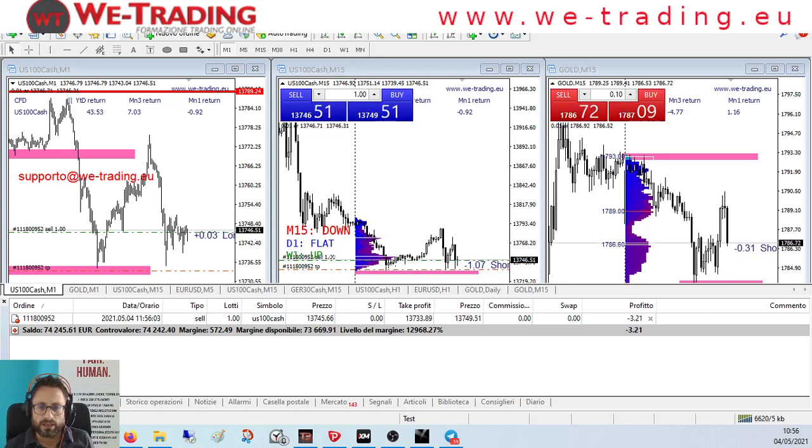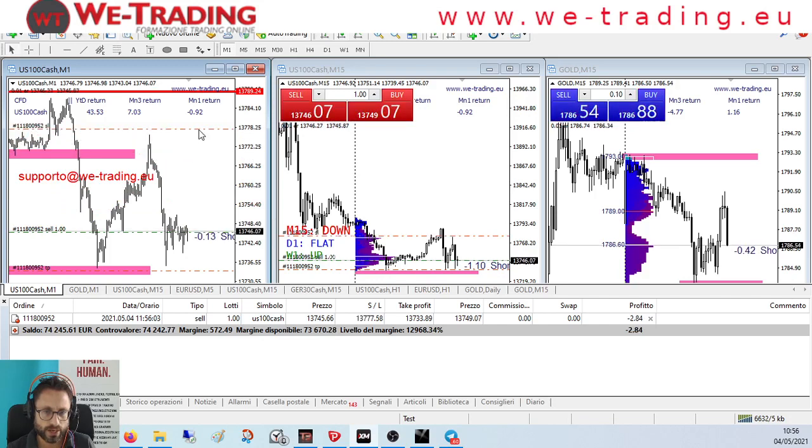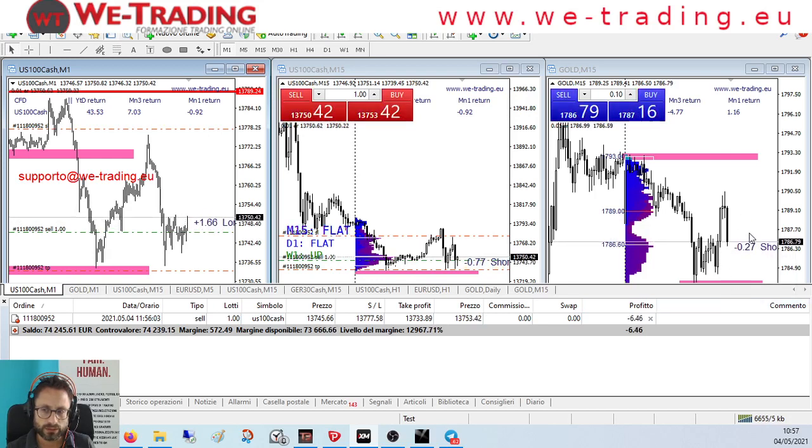Okay, and the stop loss, we need the stop loss very large here, but we can't do it in a different way. On the gold, we need to stay again long and to cover another short. So this is the strategy, and we will follow our strategy because this is the only way to take money.